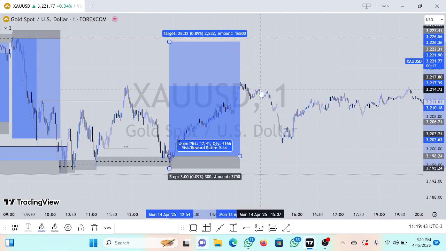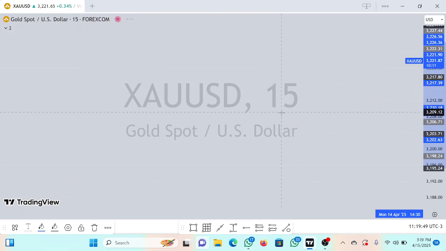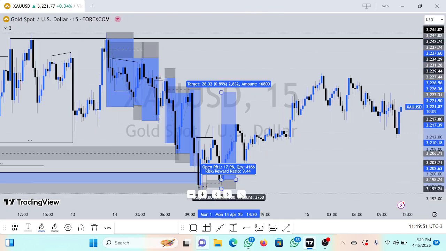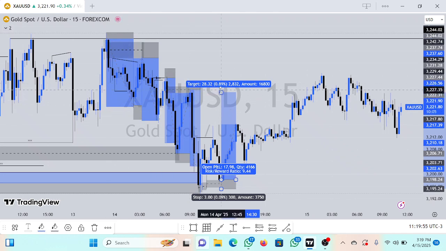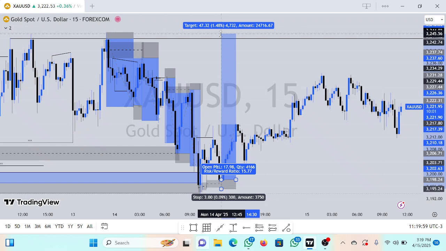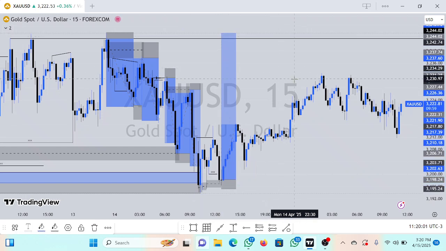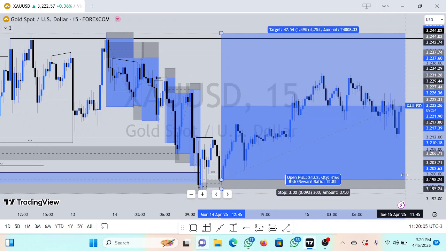Since market has changed character to the upside, right now I'm looking to clear this high, this overall buy side liquidity. I'm looking out to clear this overall buy side liquidity, and you can see the market is still moving in our direction.